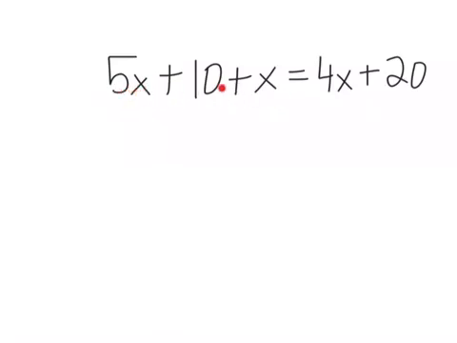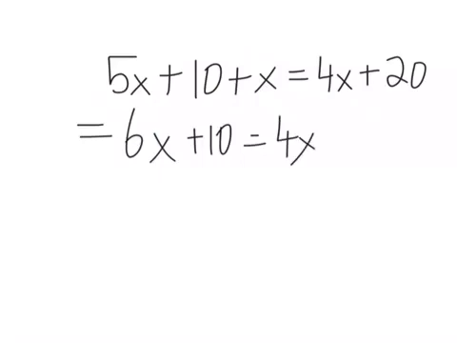So think of a 1 in front of this x. If an x is left by itself, that means there's like a 1. So it's 5 plus 1 is equal to 6. So it's equal to 6x plus 10 is equal to 4x. You can't forget about the other one because we're not done solving that. Plus 4x plus 20. So now we have 6x on one side of the equation and 4x on the other.